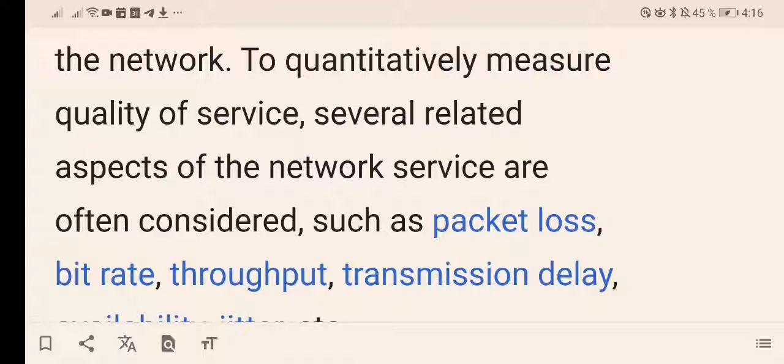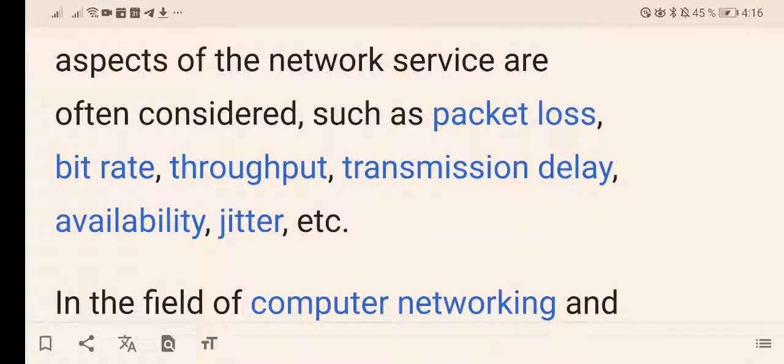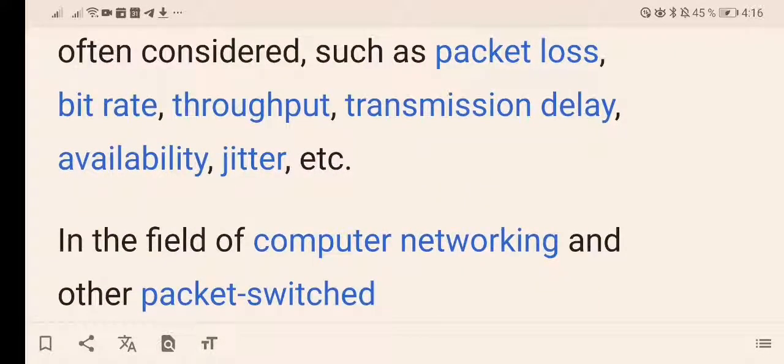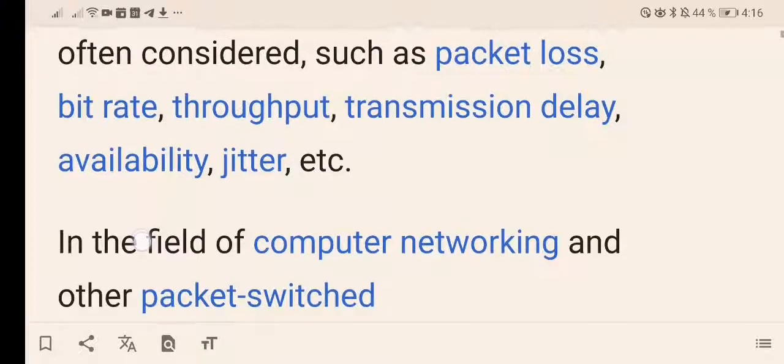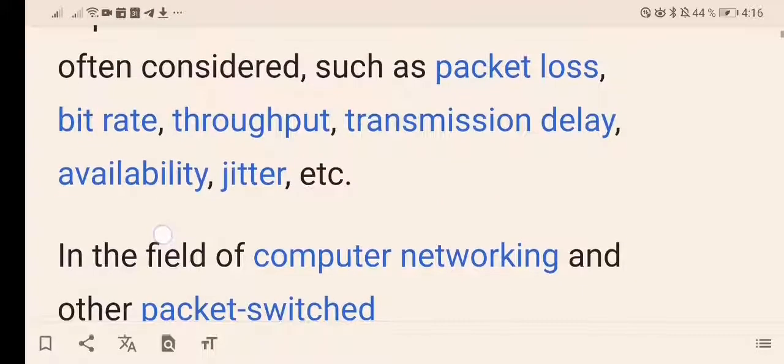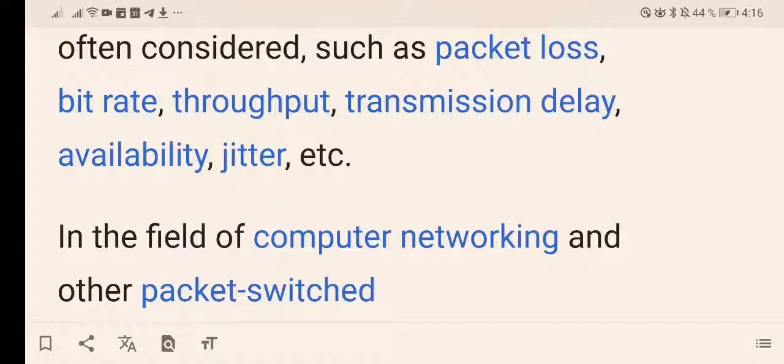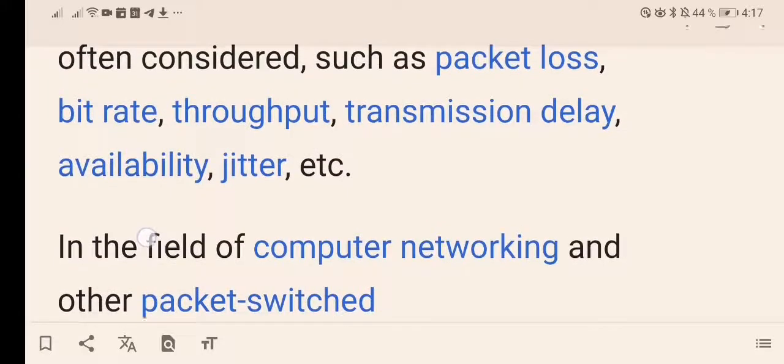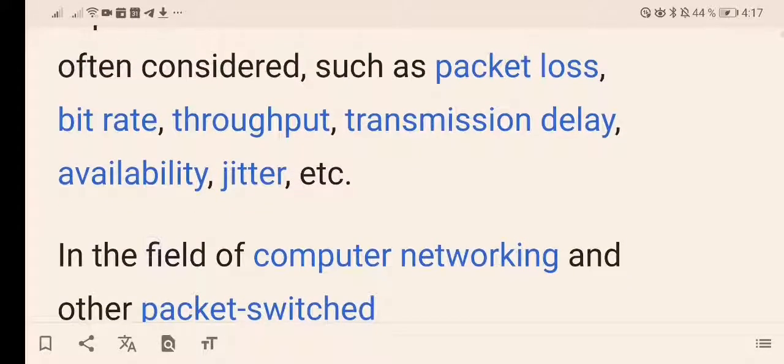To quantitatively measure quality of service, several related aspects of the network service are often considered, such as packet loss, bit rate, throughput, transmission delay, availability, jitter, etc. So these are important data that we consider. Of course, what we're considering most of the times is the bandwidth, because as a general rule, if we are experiencing too much delay and a great deal of information, the solution really is to increase the bandwidth, which means buying more powerful equipment, more powerful interfaces and cabling. That way we increase the bandwidth, and the cabling and the devices are able to handle a greater deal of information, therefore resolving our problems.